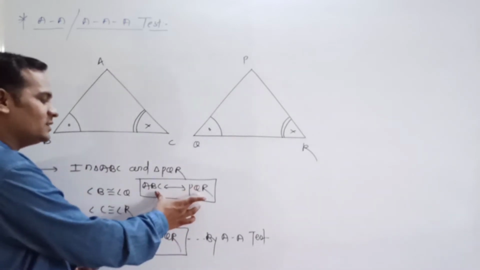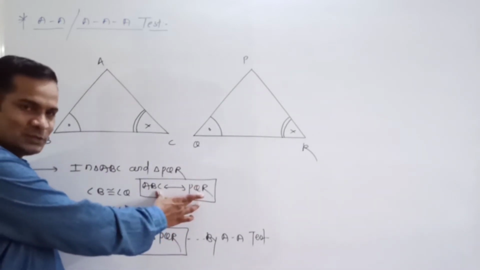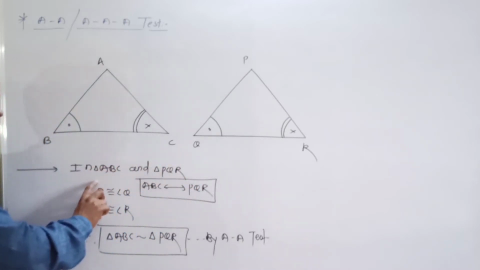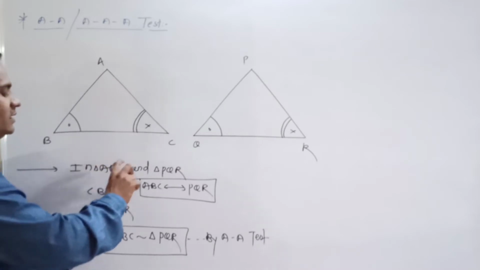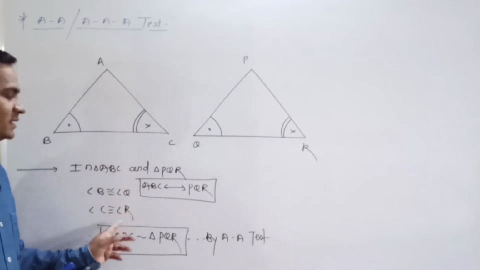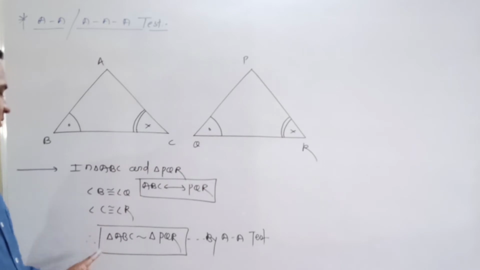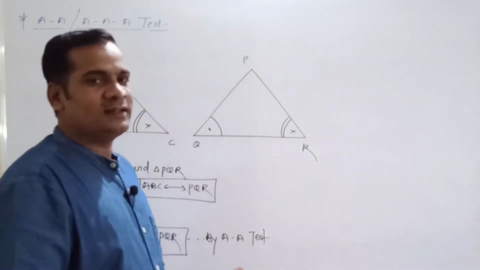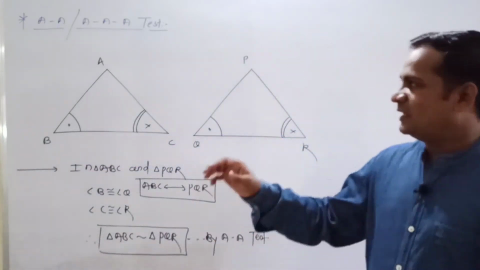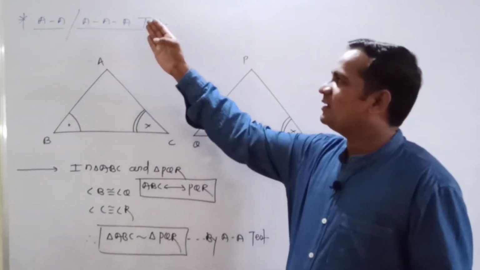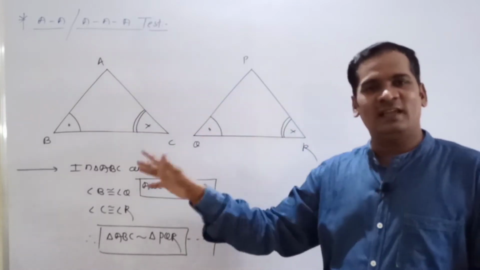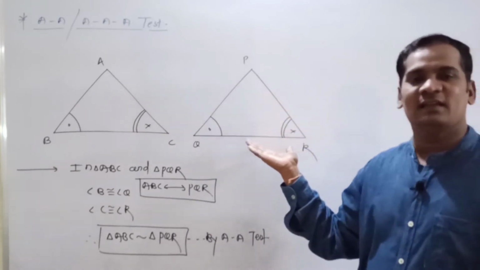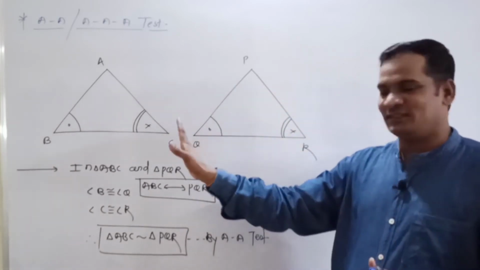Now what is that angle angle test? In one-to-one correspondence between the vertices of two triangles, if any two angles of the first triangle are congruent with the corresponding angles of the second triangle, then the two triangles will be similar by the angle angle test. If we consider the angle angle angle test, at that time three angles of the first triangle will be congruent with the corresponding angles of the second triangle. That much is the difference.